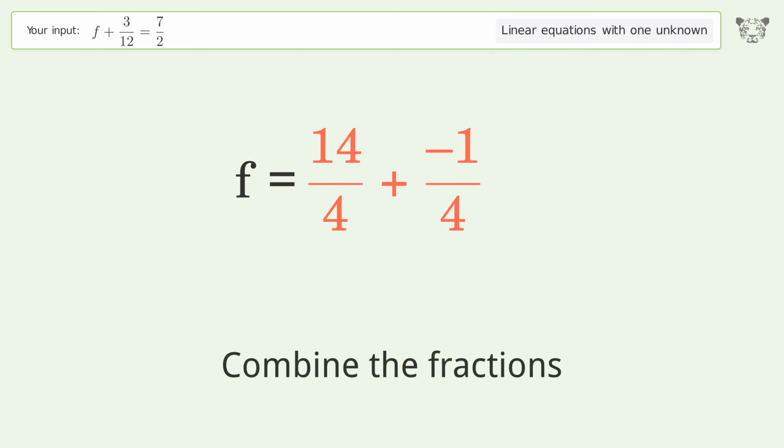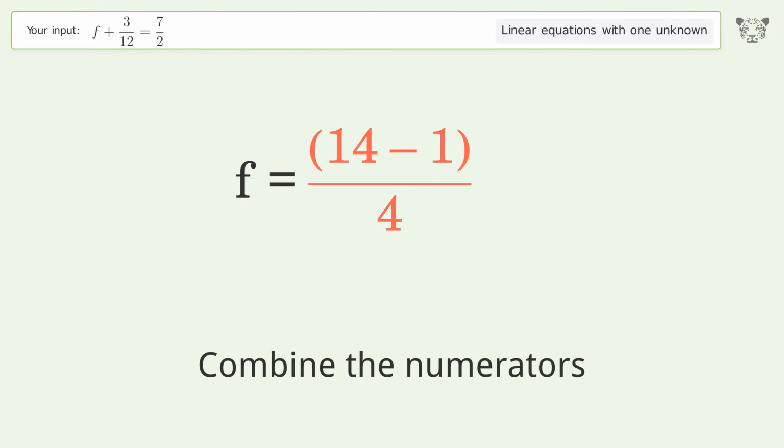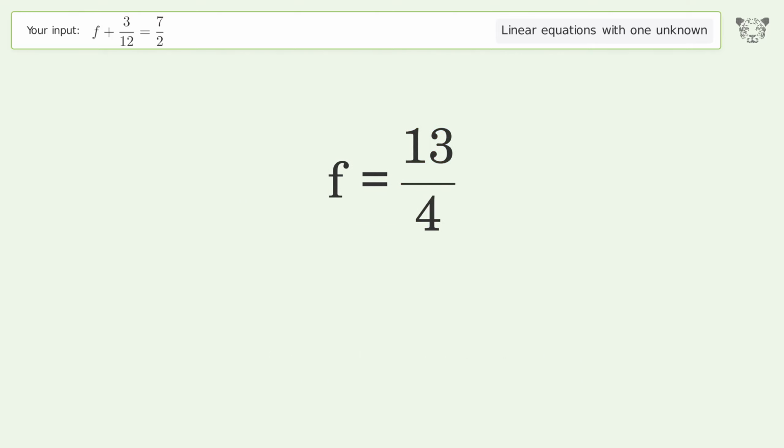Combine the fractions. Combine the numerators. And so the final result is f equals 13/4.